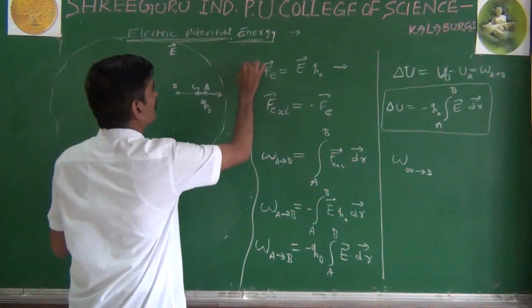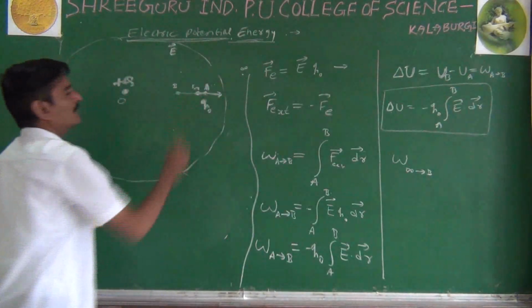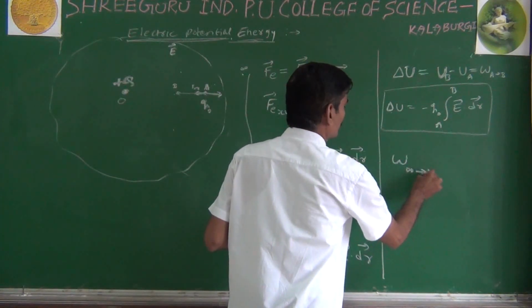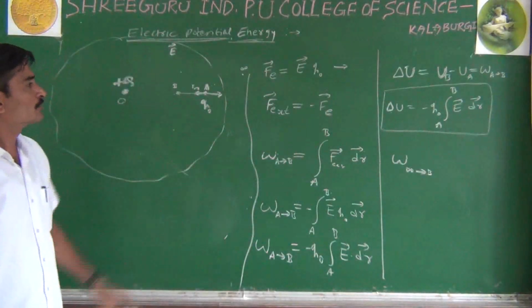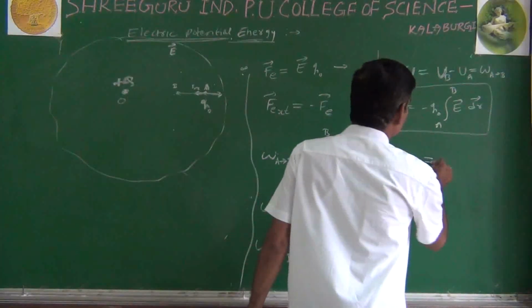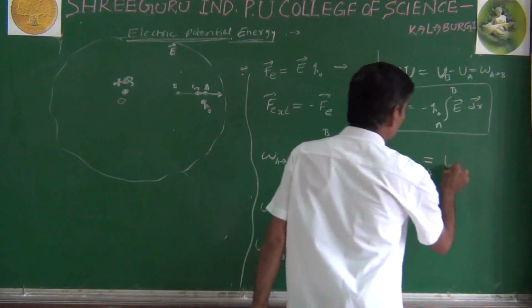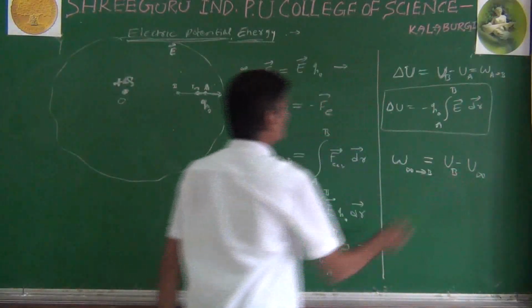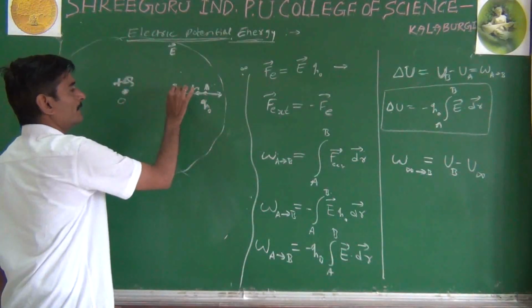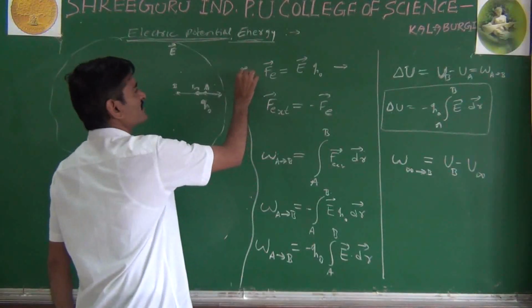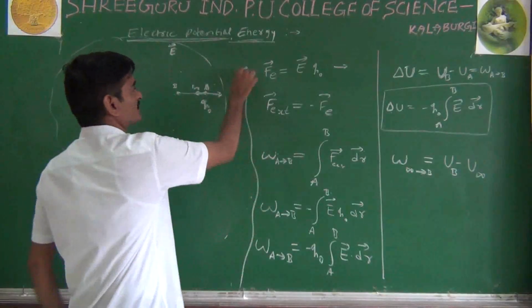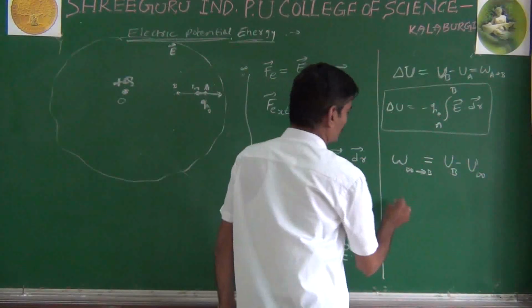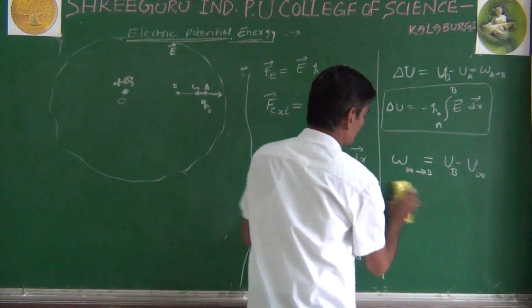From infinity to the point B, that is the work done in moving the test charge from infinity to the point B. That can be written as UB minus U infinity. UB is the potential energy at the point B, and U infinity is the potential energy at the point at infinity. That is equal to, once again I will write it here only.